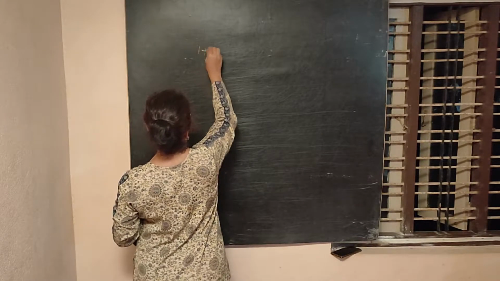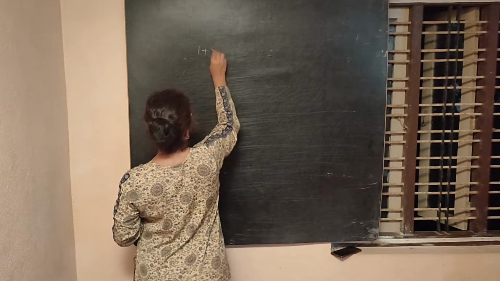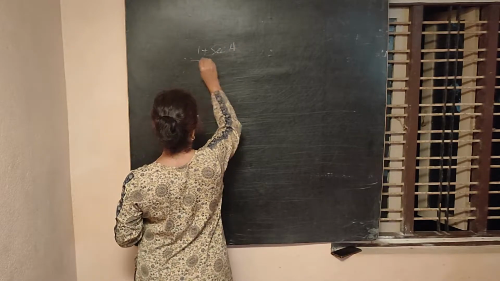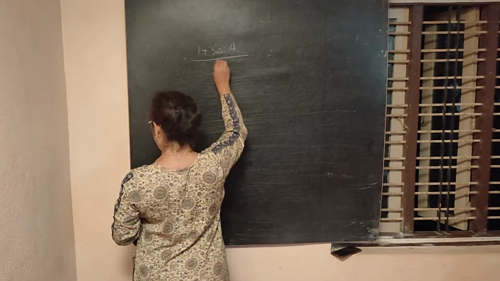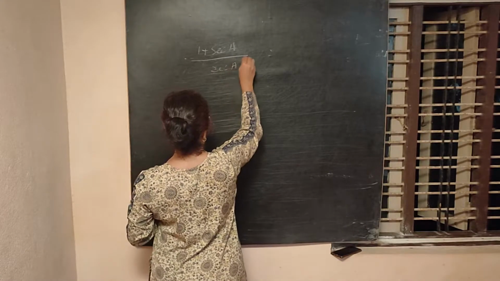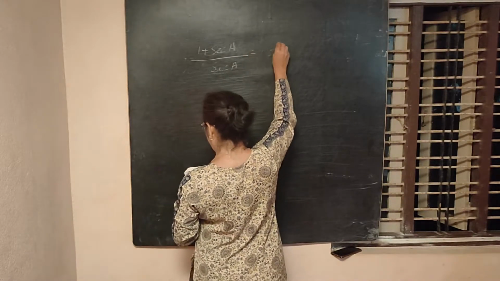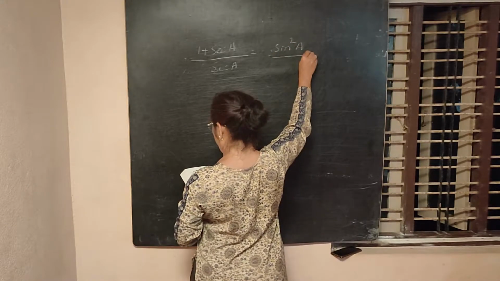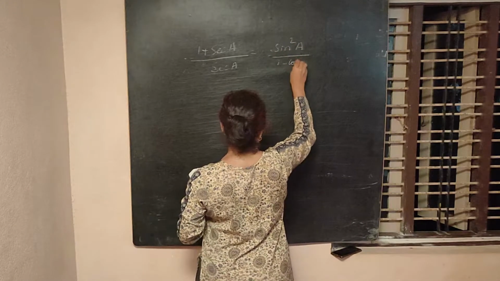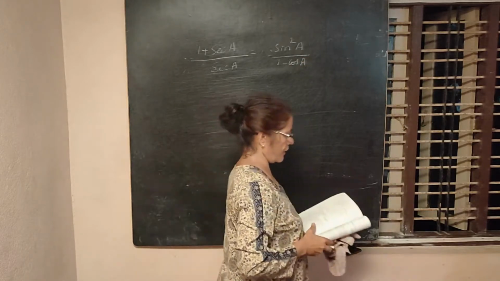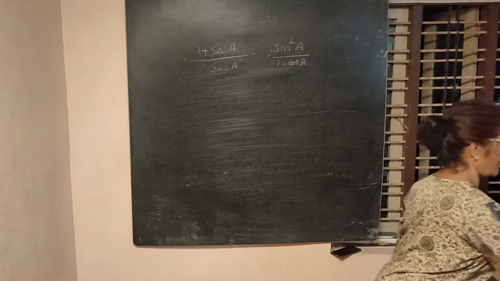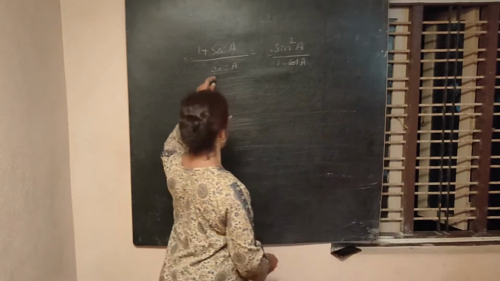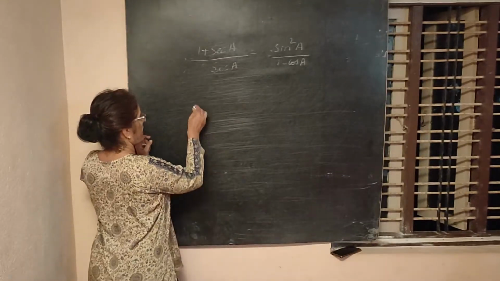One plus secant A divided by secant A is equal to sin square A divided by 1 minus cos A. Hint: simplify the left hand side and right hand side separately.